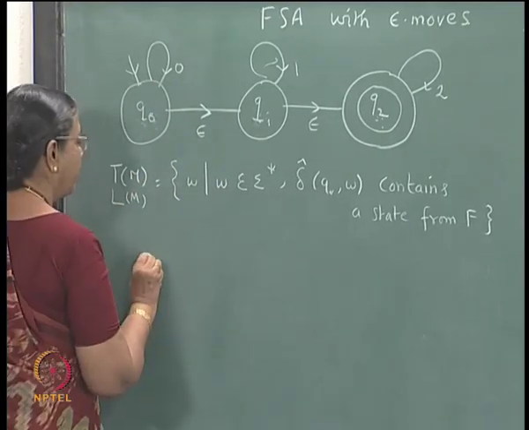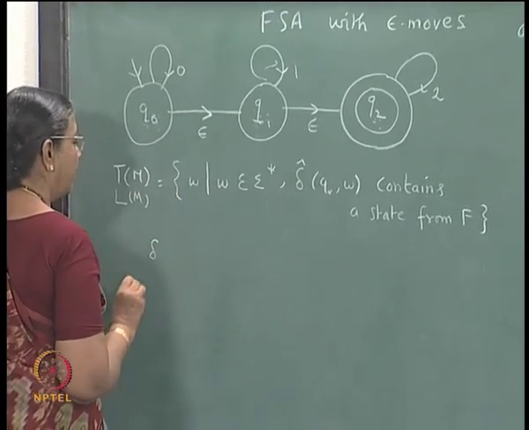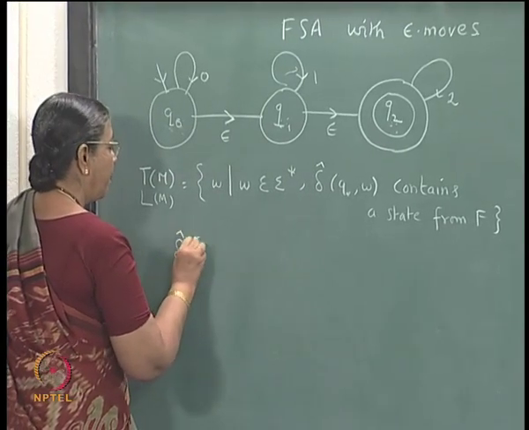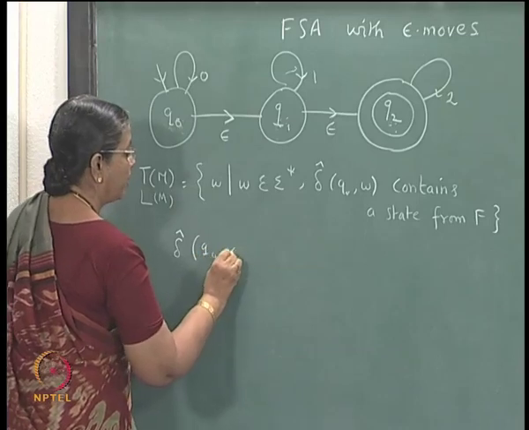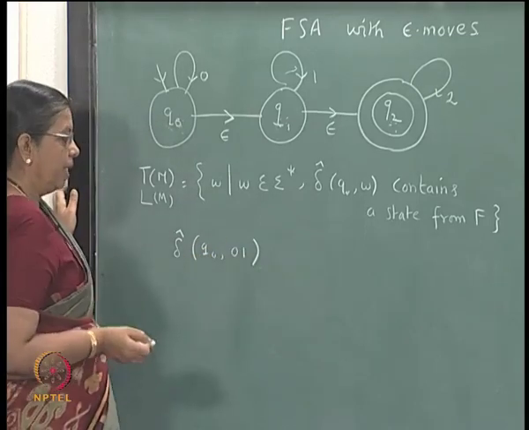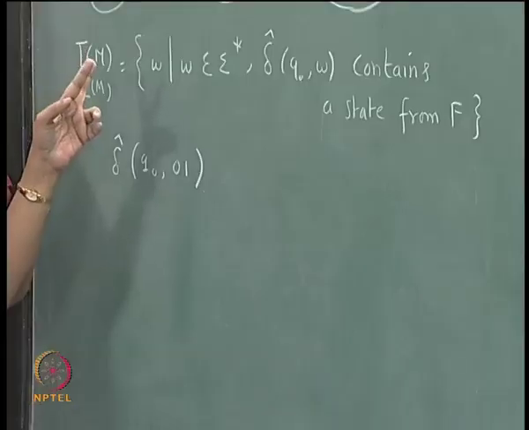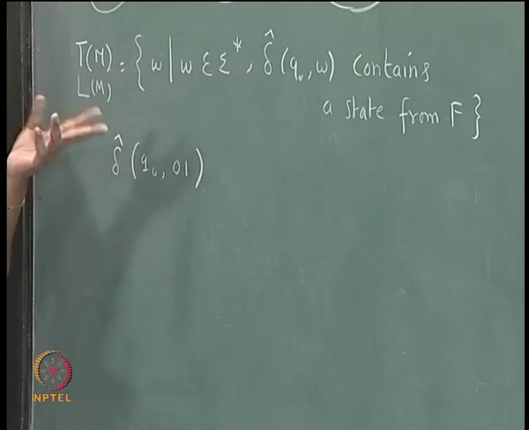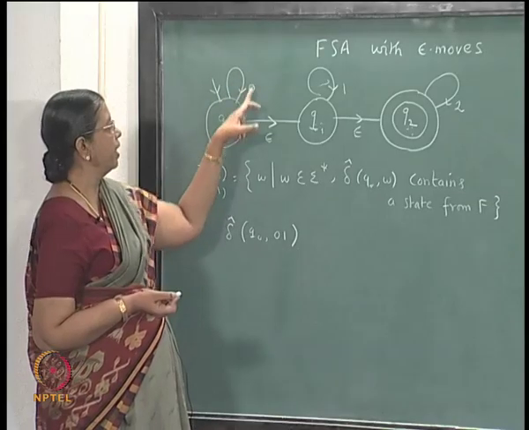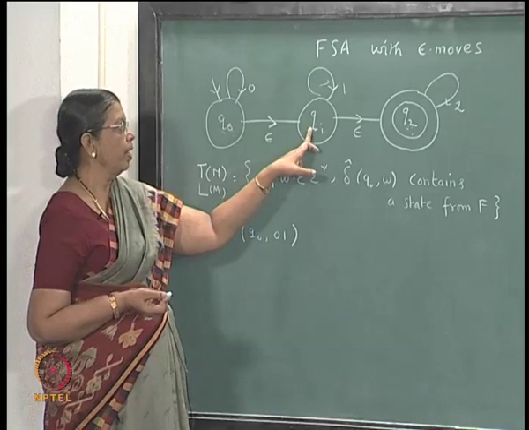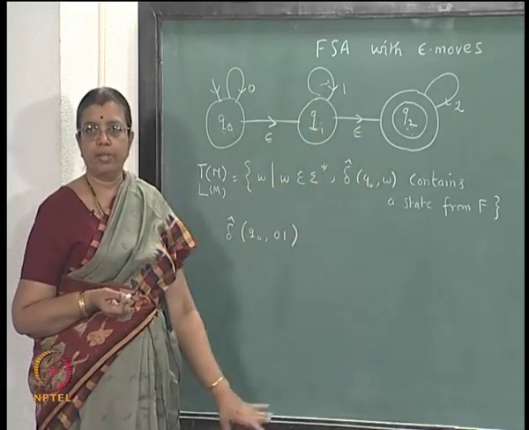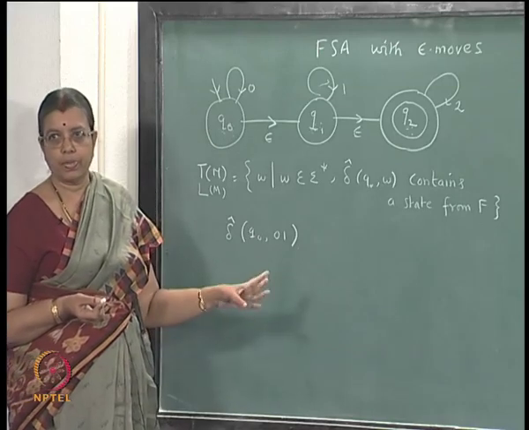Now, let me take delta cap q naught 0 1. What does that mean? Starting from q naught, after reading 0 and 1, what can be the states in which you can be? So, starting from here, after reading 0 you can go here, after reading 1 you can go here or q there, is it not? So, the answer is q1 q2.